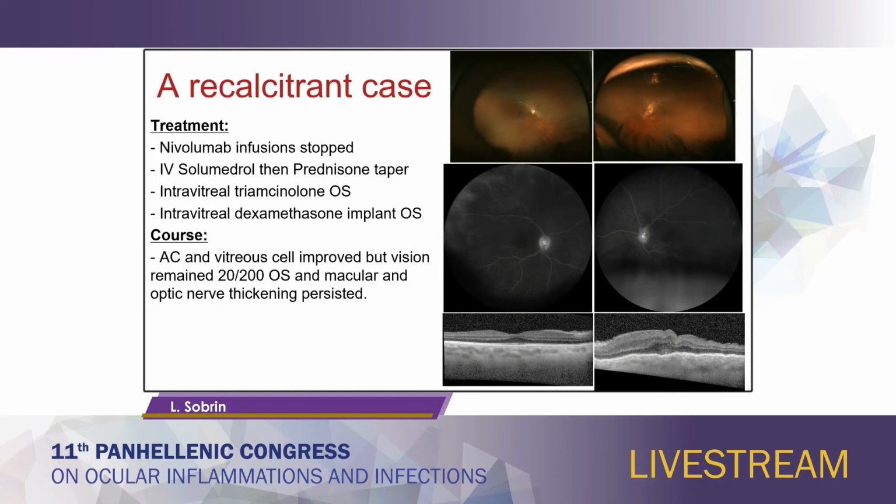And eventually his AC and vitreous cell did improve, but his vision remained quite poor in the left eye at 20/200. And you can see here in these images that are taken post-treatment that he still has leakage from the disc. He still has a significant amount of macular edema and a boggy choroid. And so this, unfortunately, despite very significant treatment, did not have a good visual outcome.